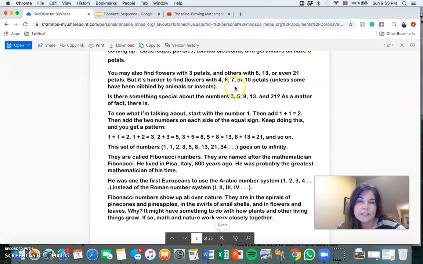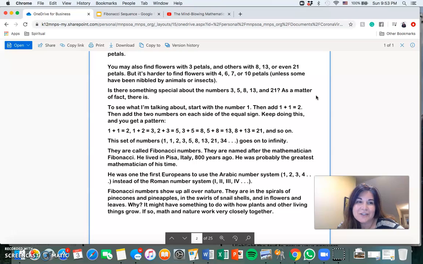I'm going to give you a hint. This is helpful to answer number 3. Is there something special about the numbers 3, 5, 8, 13, and 21? As a matter of fact, there is. To see what I'm talking about, start with the number 1. Then add 1 plus 1 equals 2. Then add the 2 numbers on each side of the equal sign. Keep doing this and you get a pattern.